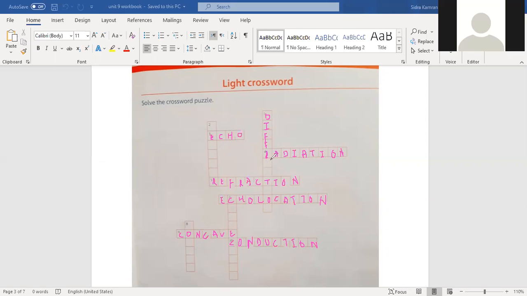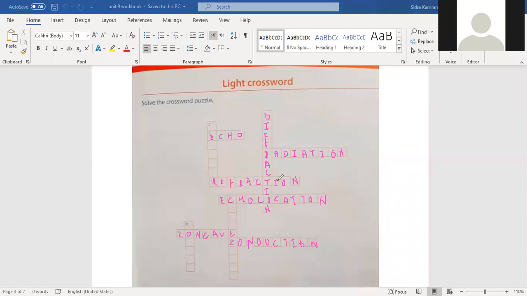DIFFRACTION is already written. Diffraction. Next: this type of reflection occurs when light bounces off a smooth surface.